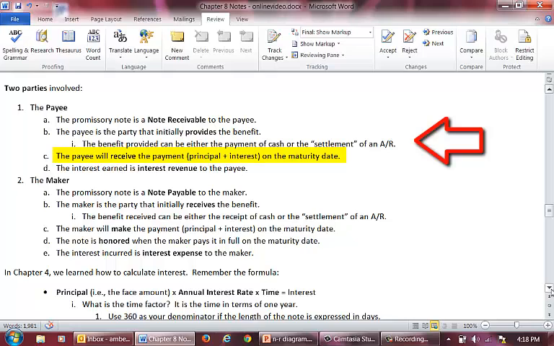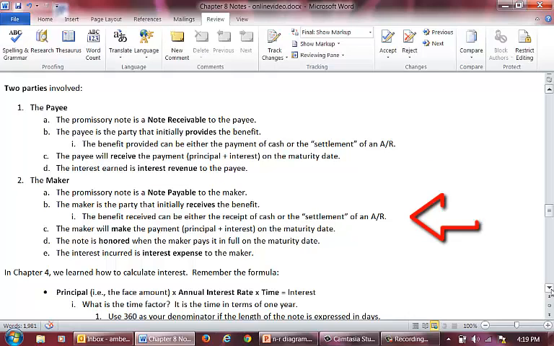The payee will receive the payment of principal and interest on the maturity date. The interest earned on the note will be interest revenue to the payee. The second party to a note is the maker. The maker is the party that initially receives the benefit of cash or settlement of an accounts receivable.